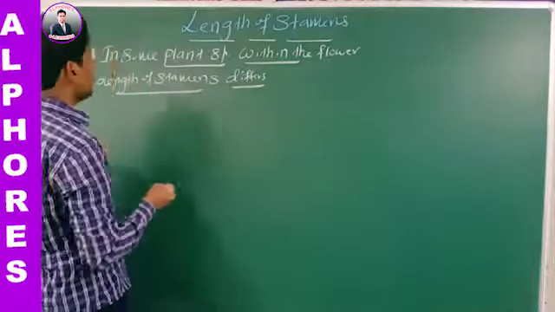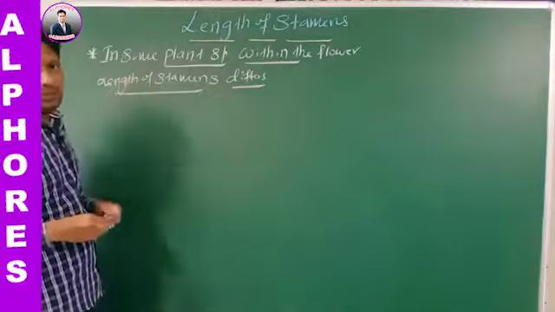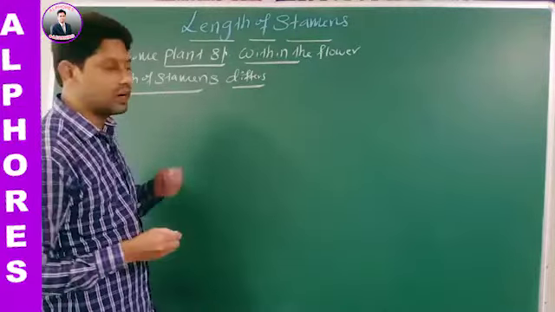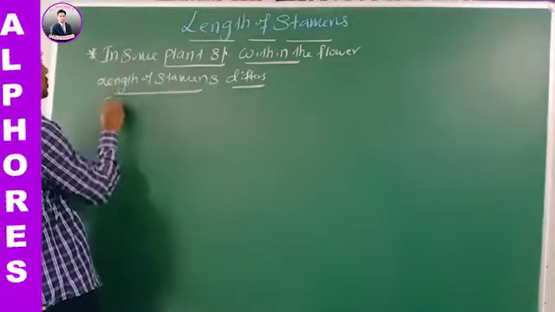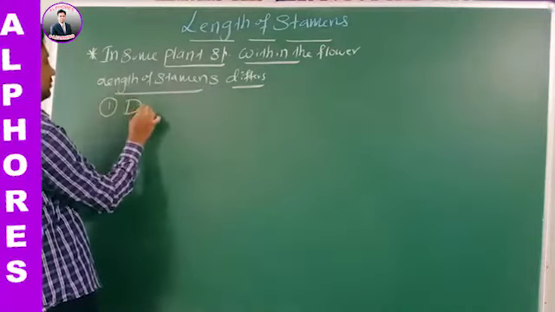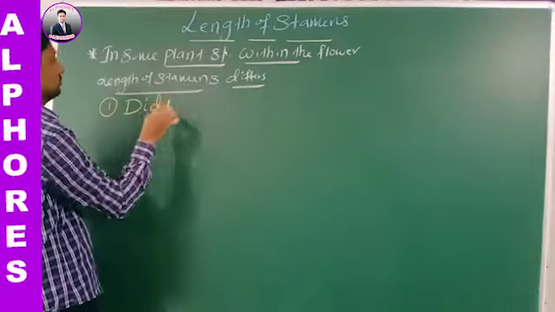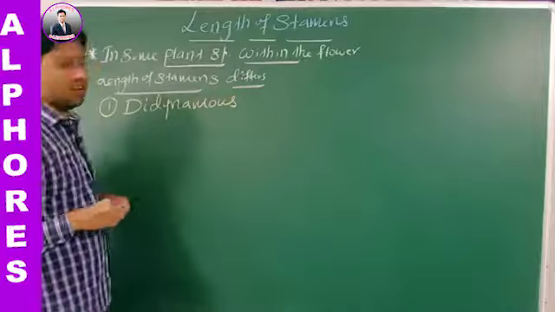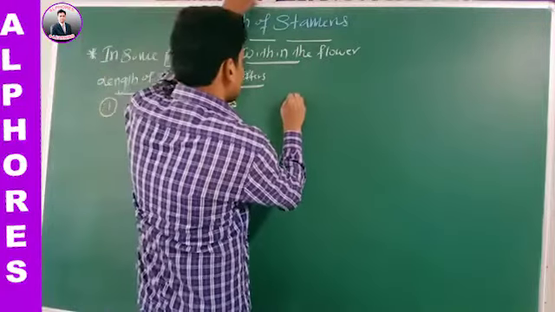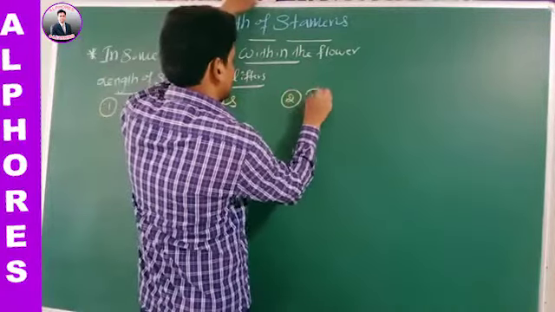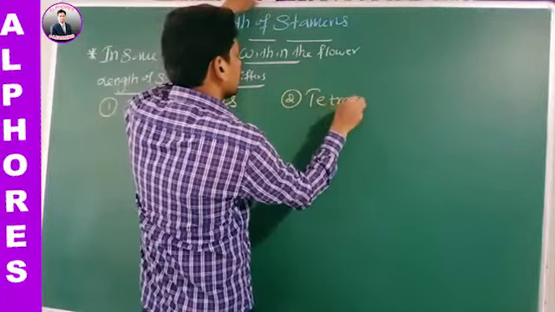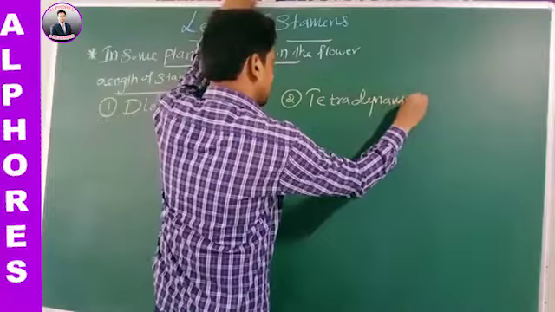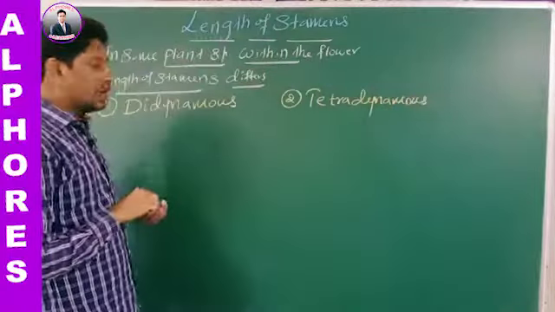Based on the length of stamens, there are 2 conditions. What are they? The first one is didynamis. The second one is tetradynamis. Go for the first one.